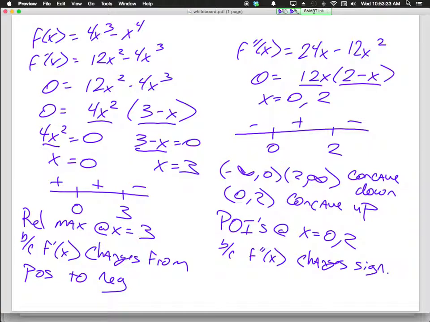All right, so notice I've got everything written that we just found over here. We've got a relative maximum at x equals 3. And we didn't talk about this, but how do I know I'm increasing from negative infinity to 3? F prime of x is positive, so that tells me I'm increasing. Then I'm decreasing from 3 to infinity because f prime of x is negative. We've got concave down here, we've got concave up here, and we've got points of inflection at 0 and 2. So let's look at the graph and verify all that.